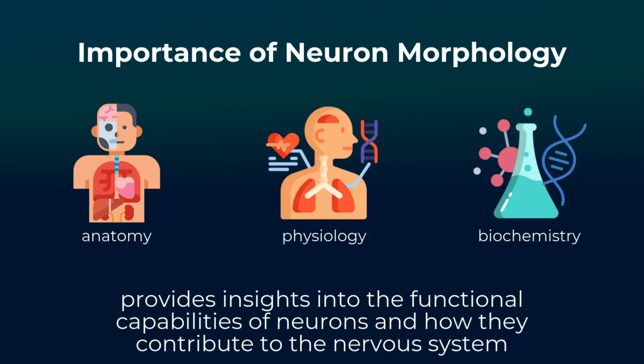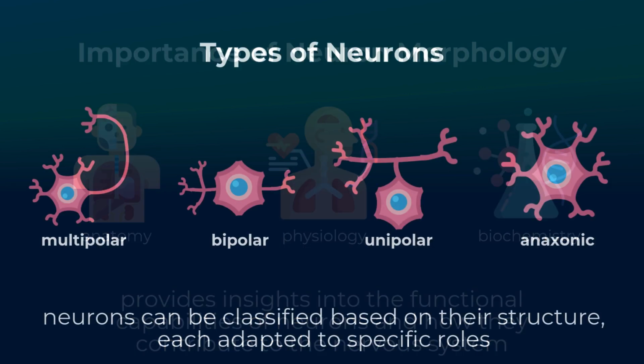The study of neuron morphology, which combines elements of anatomy, physiology, and biochemistry, provides insights into the functional capabilities of neurons and how they contribute to the broader functions of the nervous system.